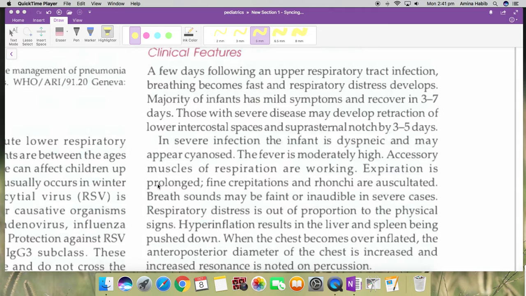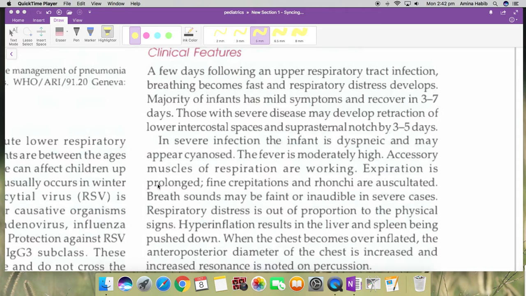Then air is also getting trapped, because we talked about expiration becoming very strenuous. The air is not able to go out because the resistance is increasing so much, up to 4 times, and because of that air trapping occurs in the long run, and the liver and spleen are pushed down. So when you do percussion, the dull note of the liver will not be seen in the fourth intercostal space, it will be seen below that.